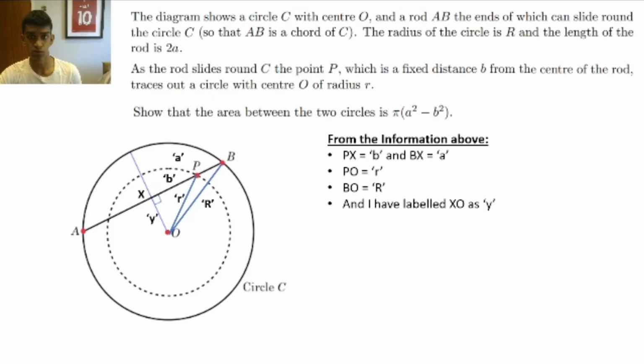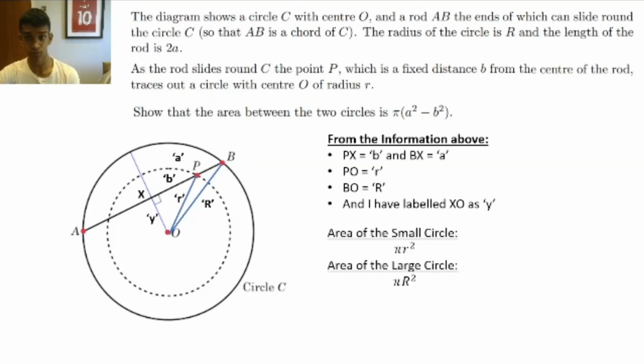Next we have PO, which is equal to small r, because it's the radius of the smaller circle, and BO is equal to large R, the radius of the bigger circle. And for simplicity, and to help us later on, I've labelled XO as Y, a letter that has not been used yet. What we need to show is that the area between the two circles is pi a squared minus b squared. So we can define this area in terms of the r's.